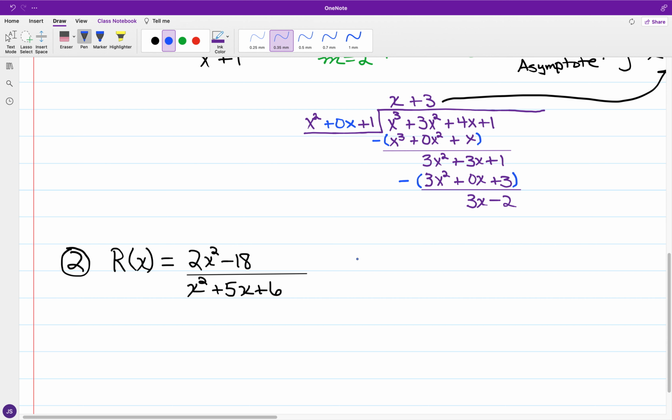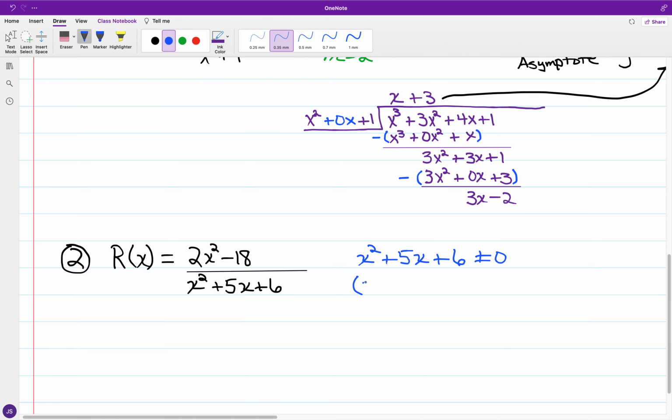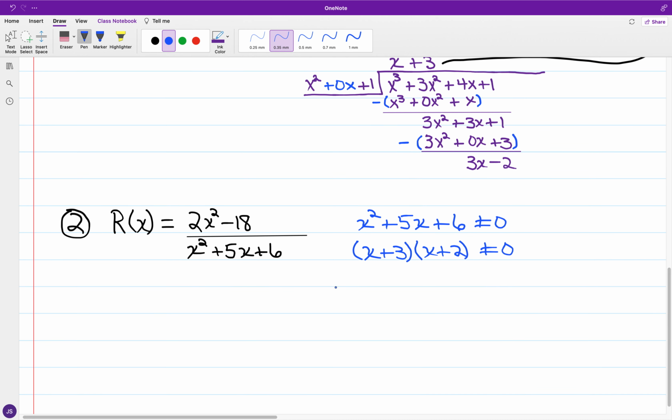Okay. So just looking at the domain to see if we have any restrictions this time around. Okay, so the denominator, we have x squared plus 5x plus 6, which cannot be 0. Okay, and this one is going to have restrictions or exclusions.